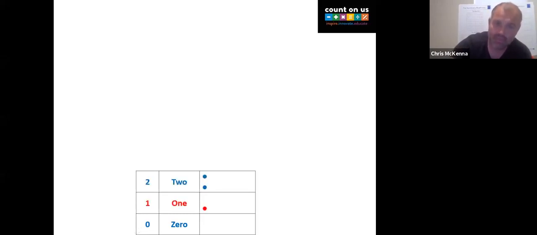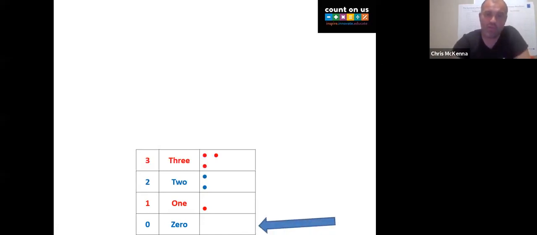2, 3. And at this point I just want to point out that in here I've got 1 dot, 1 object. In here I've got 2 dots or 2 objects. And here I've got 3 dots. But in the 0 box there is no quantity assigned, because 0 means we have nothing. And it's important that children understand what 0 is.